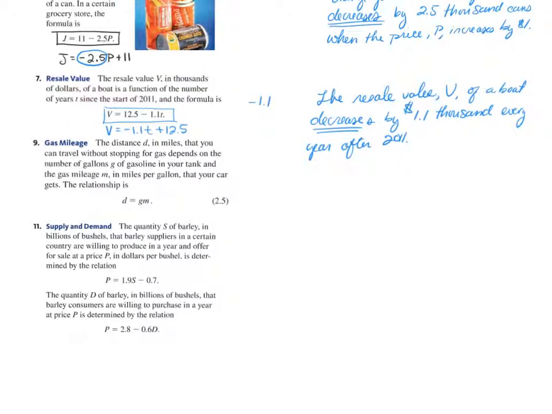The distance d in miles that you can travel without stopping for gas depends on the number of gallons of gasoline in your tank and your gas mileage, which we're calling M, that your car gets. And then we're given this formula, D is equal to G times M. Now notice that this formula is different from the first two formulas in that we don't actually have numbers here.